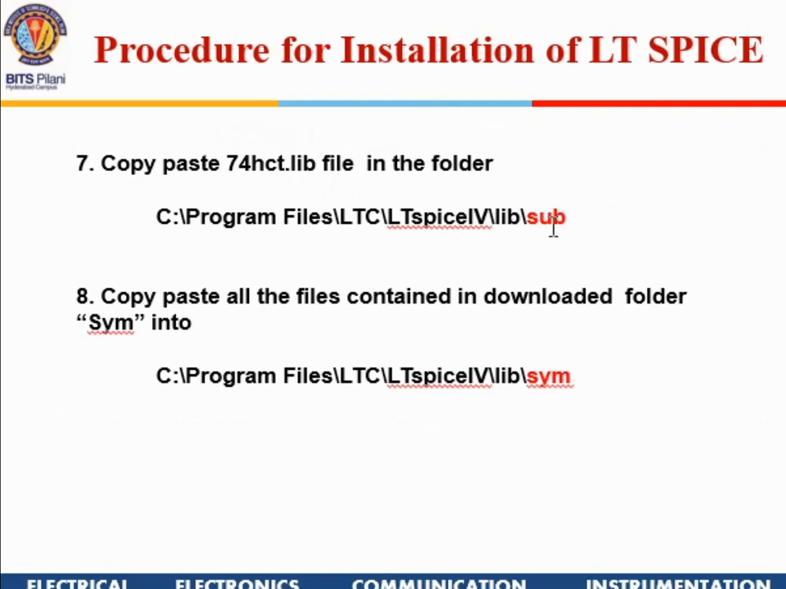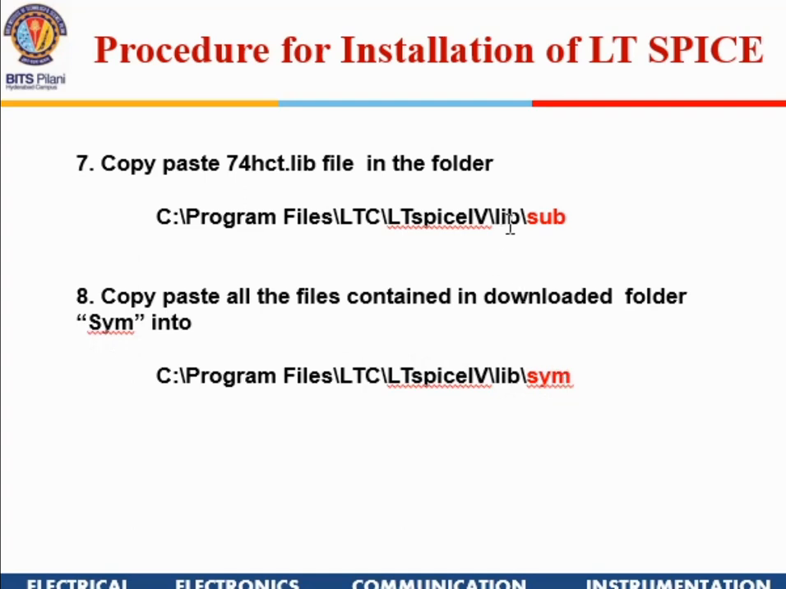Which we have downloaded from the address which I have given you. So this lib file you're going to put in the sub folder, and then you are going to open the sim folder. Right, in that there will be 20 files which you have downloaded. Okay, the 20 symbol files. You're going to copy all 20 of them and paste them in this lib/sym folder.